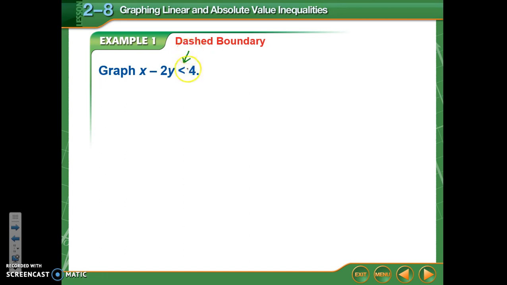When we have an inequality that's just less than or greater than without the equal to under it, we graph it as a dotted line. That dotted line represents that these points on the line are not part of the solution set. They do not make this inequality true.